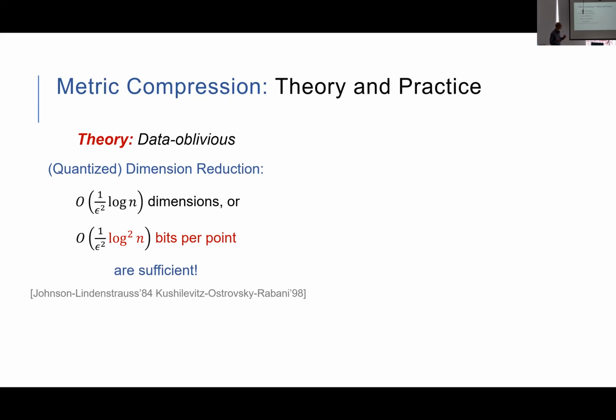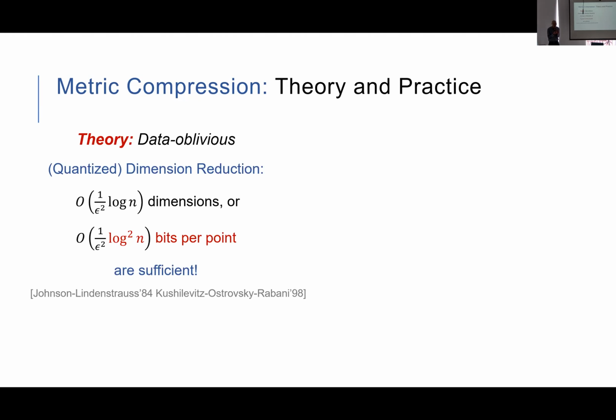So there's very nice theory behind it, the classical theory of Euclidean dimension reduction. A very famous theorem by Johnson and Lindenstrauss tells us that we can always take the points, no matter what the original dimension was, and reduce it to only log n over epsilon squared, and still the distances are going to remain approximately the same. And this is a very strong statement.